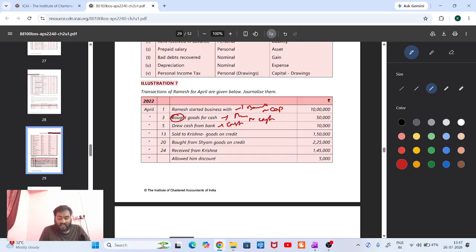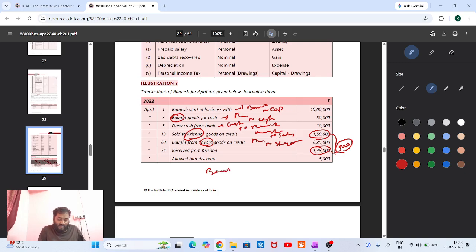In order to debit, okay, I have told you tens of times, bank. Sold goods to me, goods on credit. I purchase, no sales. Krishna to sales. Bought goods from Shyam, purchases to Shyam. Received from Krishna. So the balance amount 5,000 is discount.